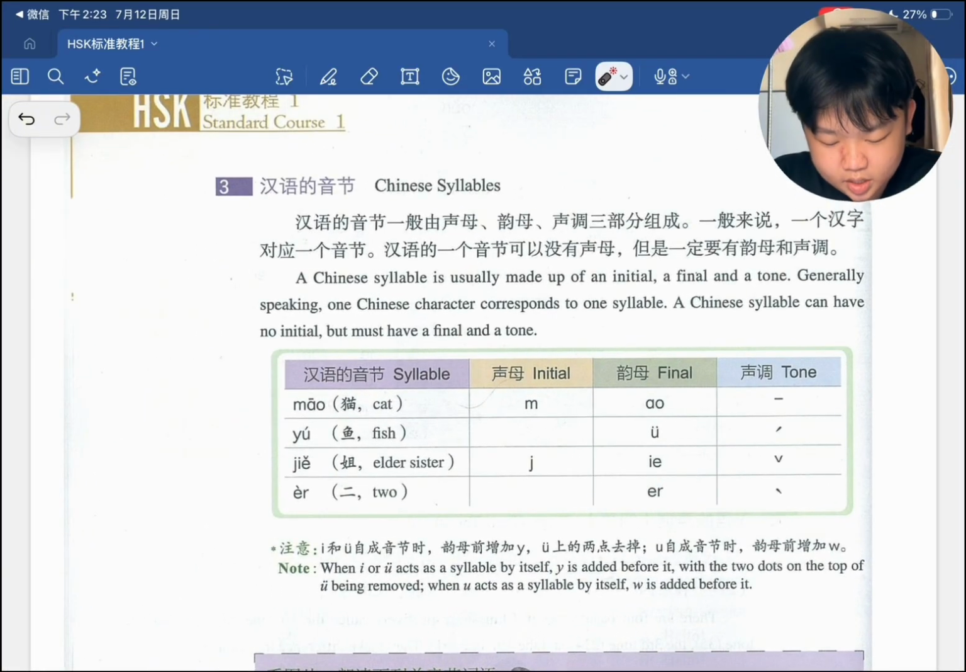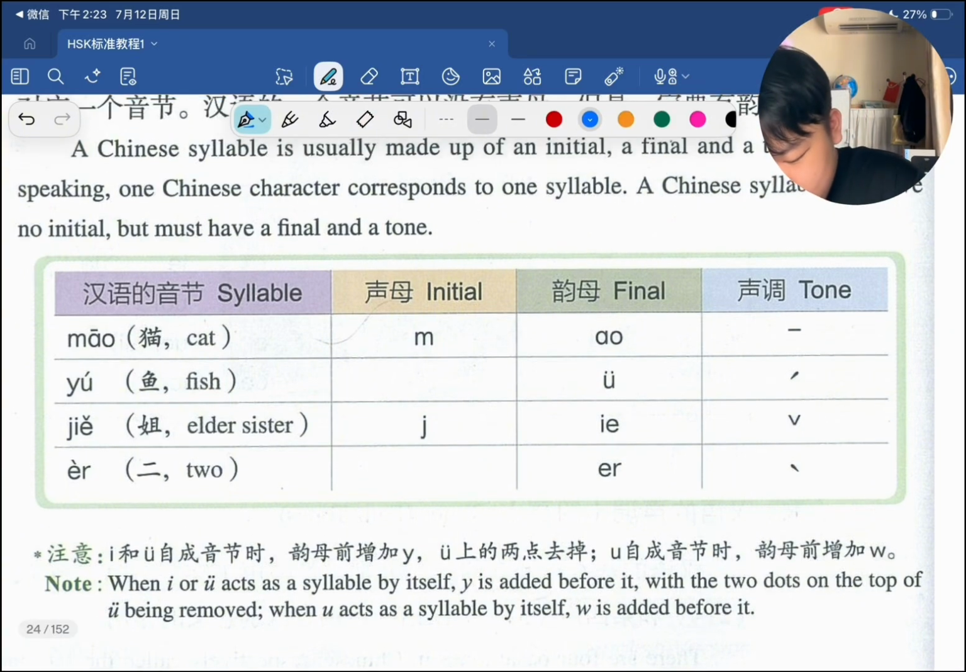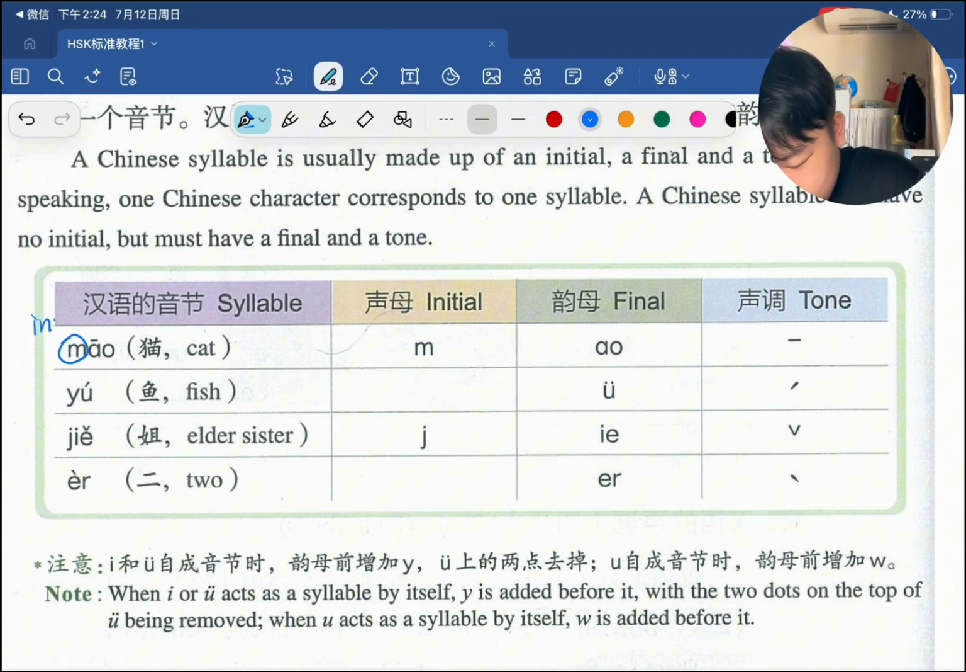Third, Chinese syllables. A Chinese syllable is usually made up of an initial, a final, and a tone. Generally speaking, one Chinese character corresponds to one syllable. A Chinese syllable can have no initial, but must have a final and a tone. For instance, in the syllable mao, the m is the initial. The ao following the initial is the final. And this mark upon the final is the tone mark.